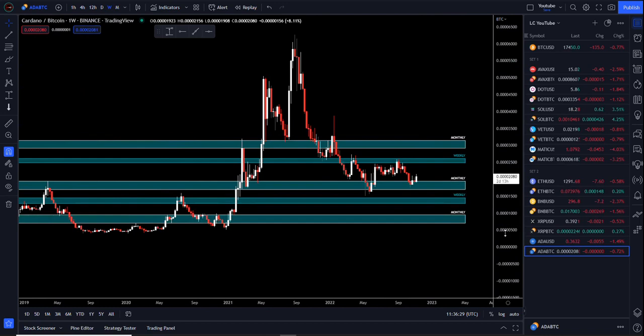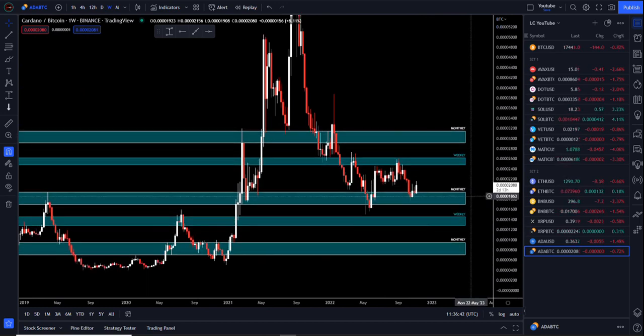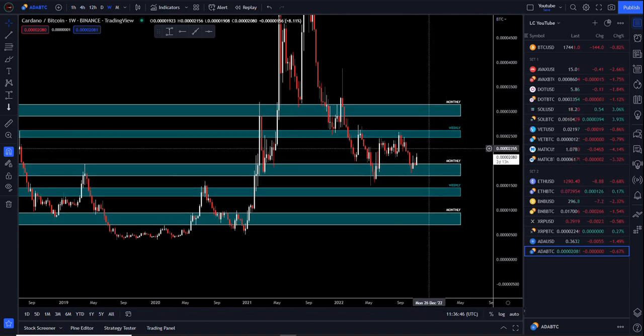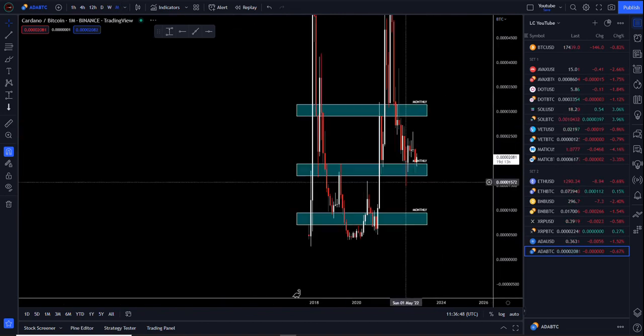If we go to the weekly, not much really to add. As I say, sat on that monthly support, could have a little rally potentially. But yeah, there you go, guys.